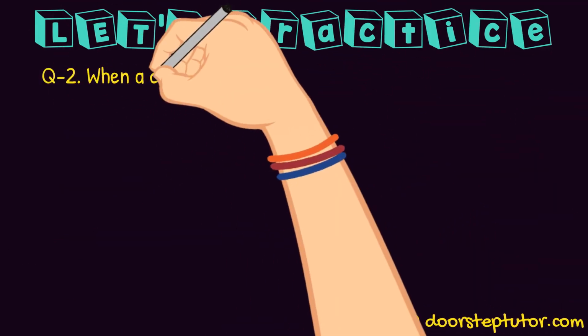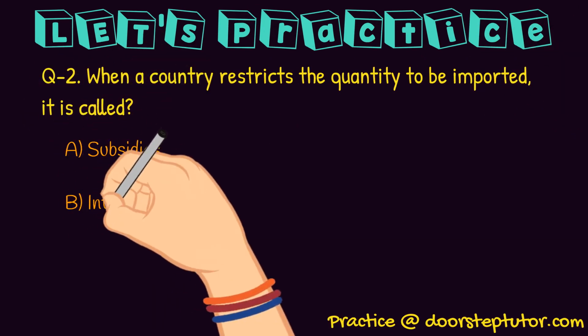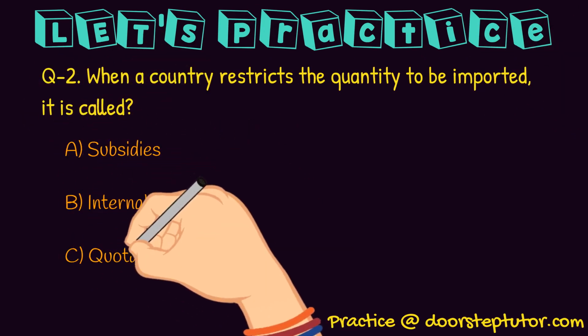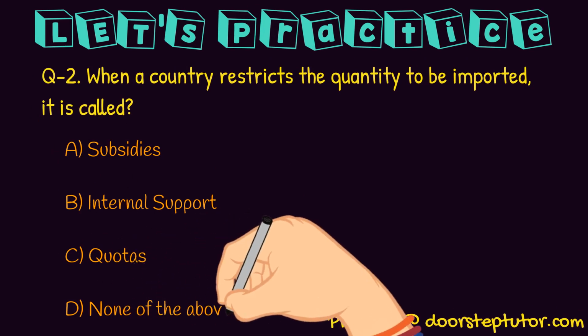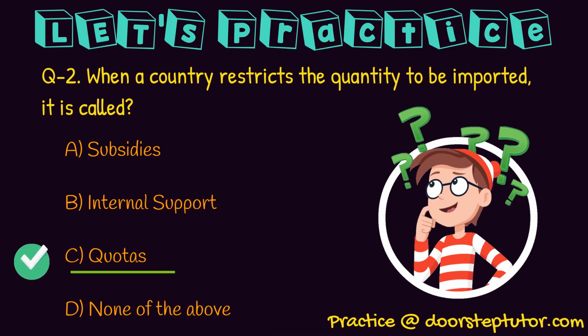Let's practice the next question. When a country restricts the quantity to be imported, it is called: subsidies, internal support, quotas, or none of the above? See, we discussed that when it restricts what quantity has to be imported, it is called a quota, right? So the correct answer for this would be quotas, option C.